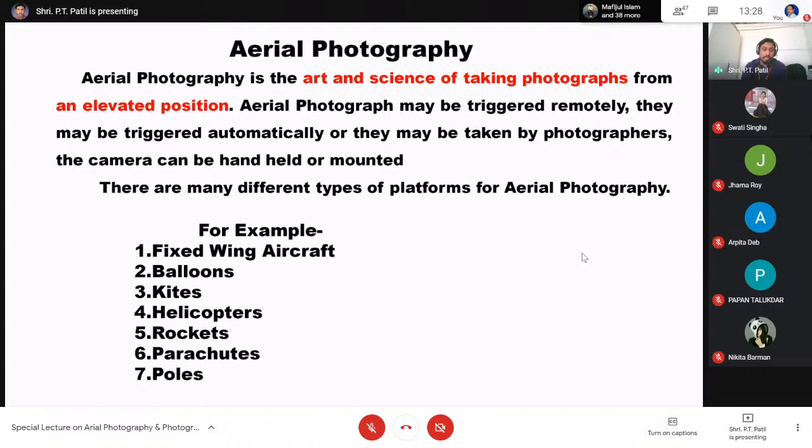So on the basis of the axis, the places, and the platforms, how we are going to perform the aerial photography defines the types of aerial photograph. So this is the basic definition of the aerial photograph. It is the art and science of taking photographs from an elevated position. So it is very simple to understand. And these are various platforms over which we are able to capture the aerial photographs.